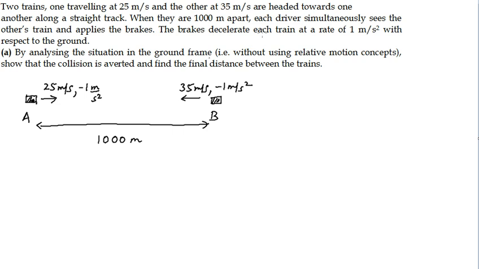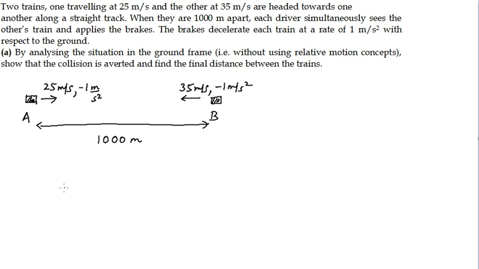Just to clarify, this 25 meters per second and minus 1 meter per second square are the velocity and acceleration respectively in this direction for train A, whereas for train B, 35 meters per second and minus 1 meter per second square are the velocity and acceleration respectively in this direction.